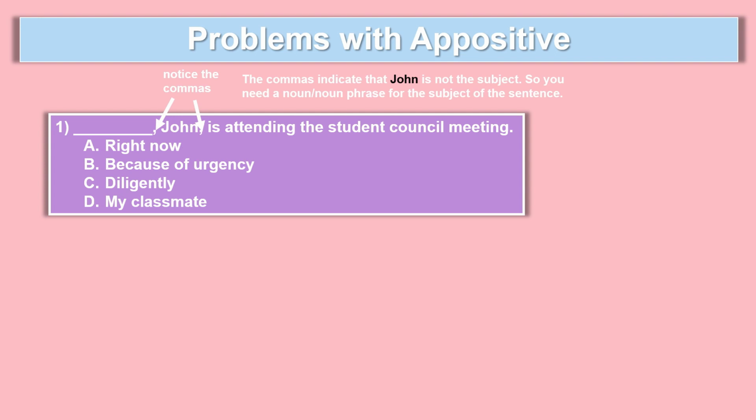To make the sentence complete, you need a subject for this sentence. And since you need a subject, a noun or noun phrase is the one you need to complete this. And the noun phrase is D, my classmate. That is the only noun phrase in the choices. Therefore, the answer is D.